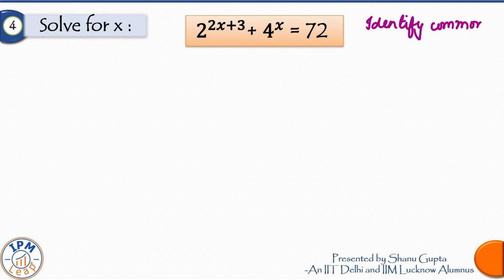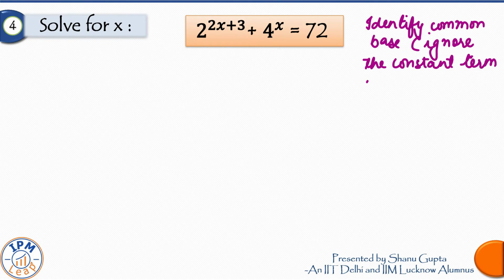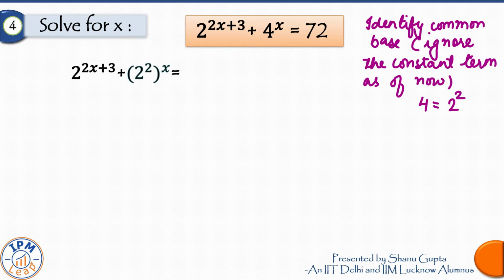And we ignore the constant term as of now. So we have 2 and 4. Since 4 is equal to 2 into 2, 2 is the perfect choice for base. Rewriting the equation, 2 raised power of 2x plus 3 plus 2 raised power of 2 whole raised power of x is equal to 72.